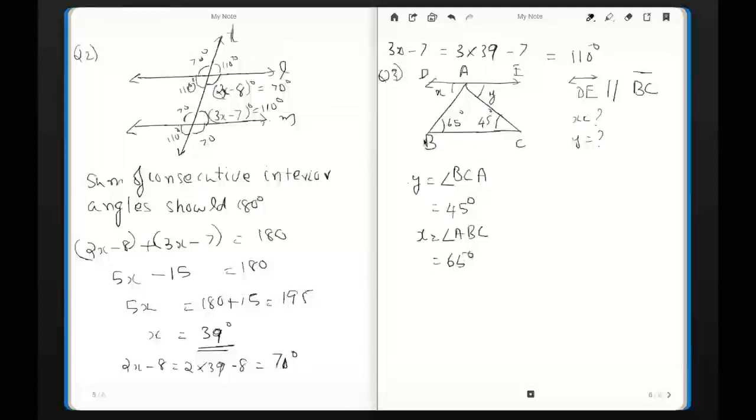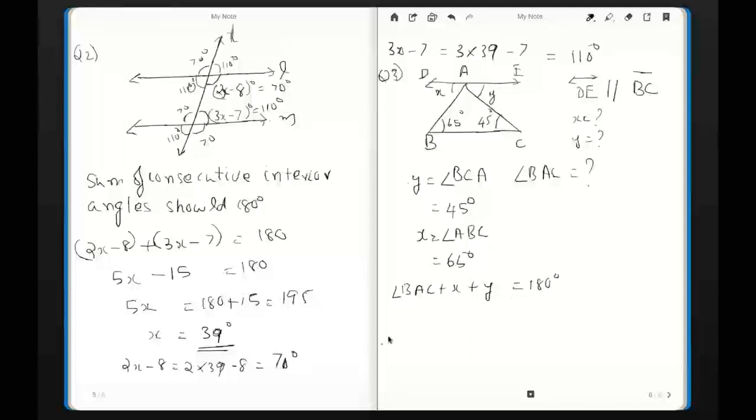Now, what can you talk about angle BAC? What about angle BAC? How much is that? Now you should understand that this whole angle is on one side of the line DE, and hence angle BAC plus angle X plus angle Y should be equal to 180 degree.